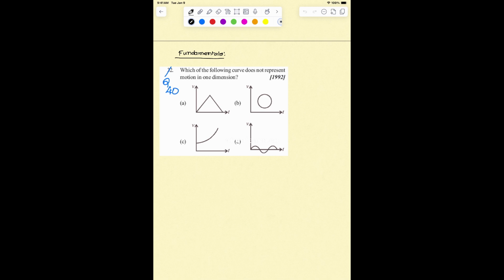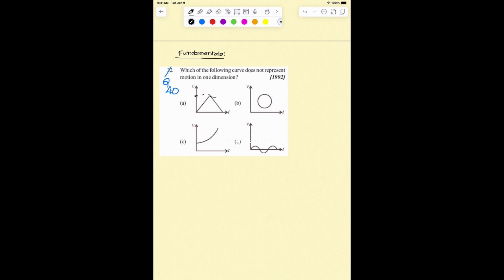These are all velocity versus time graphs. All four options are. Now take the first option A. The velocity versus time graph is going like this. Velocity starts from 0, then uniformly increases, reaches a maximum point, and then uniformly decreases. Yes, it is possible. Therefore, this is definitely possible.